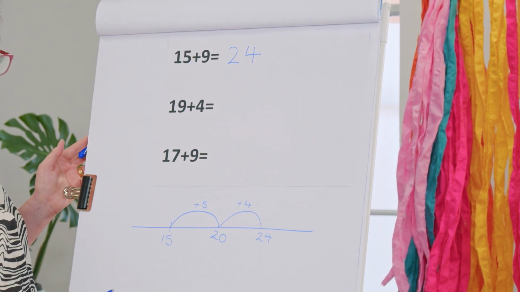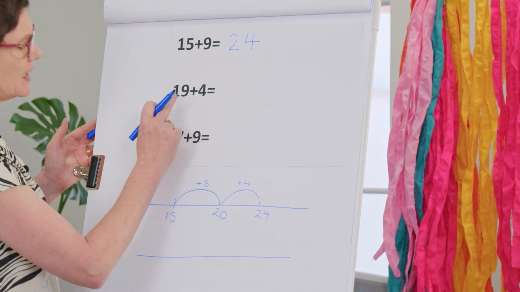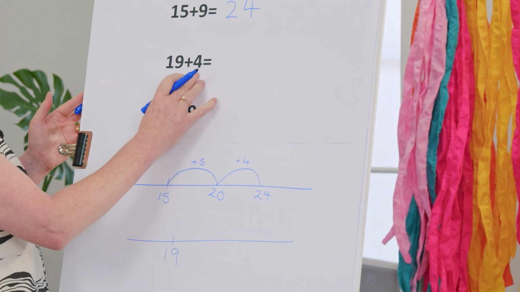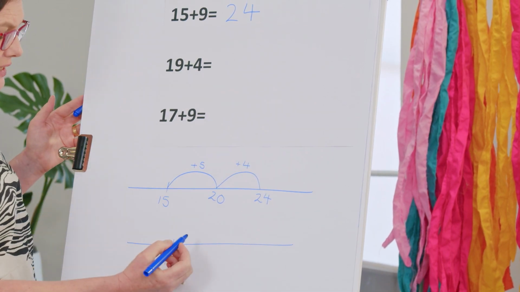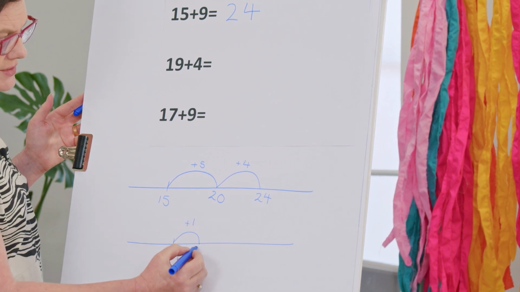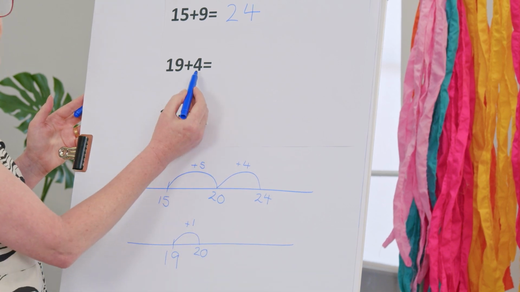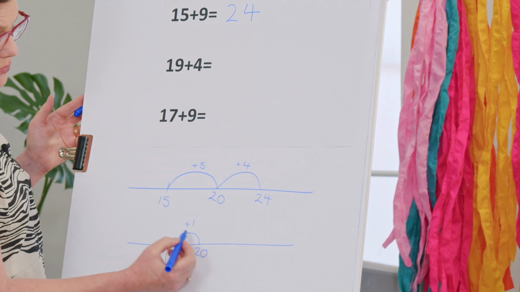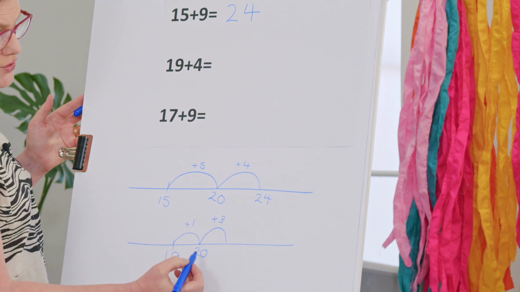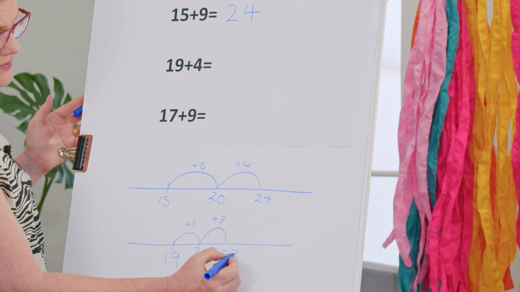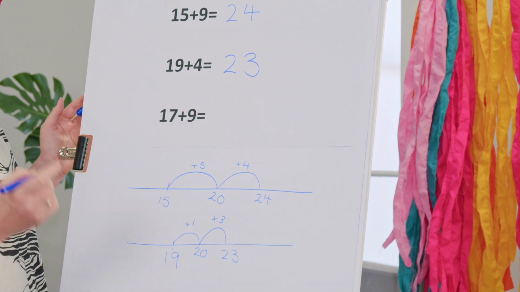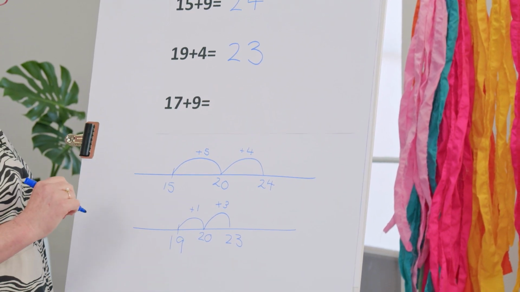Okay, let's try the next one. I have a number line and I start at 19. We're going to add 4. But remember, we want to get to 20 first. So let's move 1 to get to 20. And now, how many more? 3 more. 3 more will make a total of add 4. So 20 add 3, I'll get to 23. What a great number, 23.